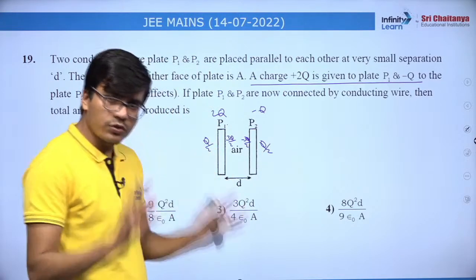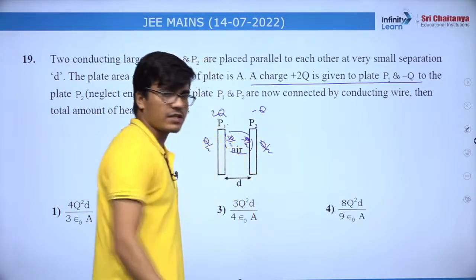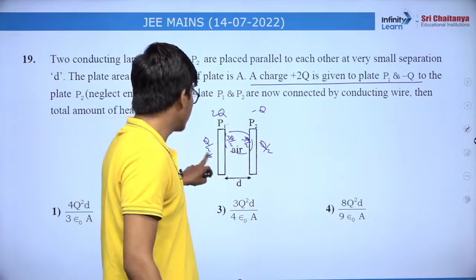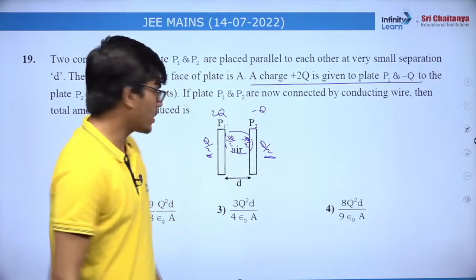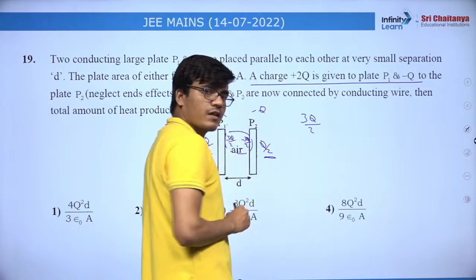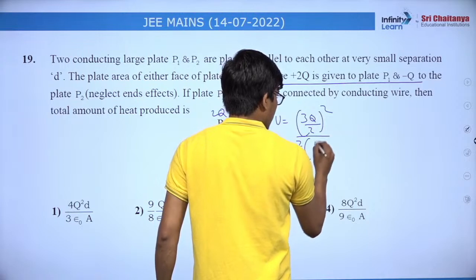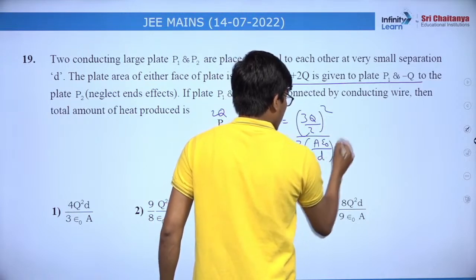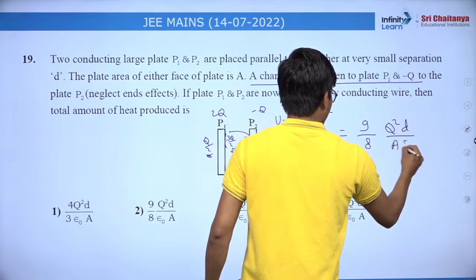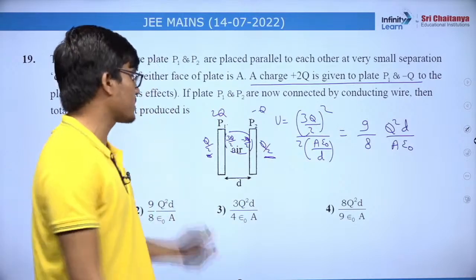You should know that this is the charge which plays the role in a capacitor. We have to consider only the inside charges in a capacitor. There is no role of these outside charges. So the charge of the capacitor is 3Q by 2, and energy is given by Q square by 2C. C is A epsilon naught by D. So we will get Q square D upon A epsilon naught. This is the total potential energy stored in this capacitor.